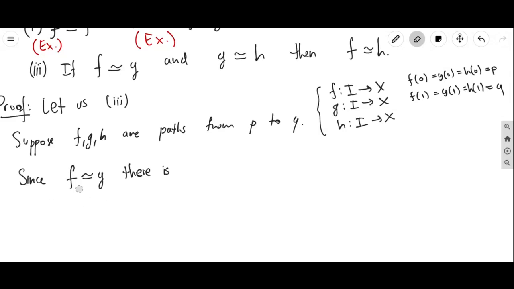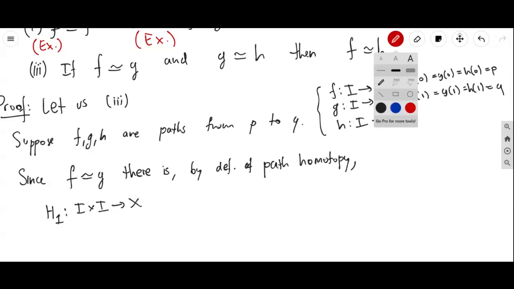And since F and G are homotopic, by definition of path homotopy, there is a homotopy. Now, I cannot call it H because I'm already using H, so let's call it capital H1. So the definition of a path homotopy is this. I think of the second variable as interpolation, and I think of the first one as time. There's a path homotopy H1 so that the following properties are satisfied.